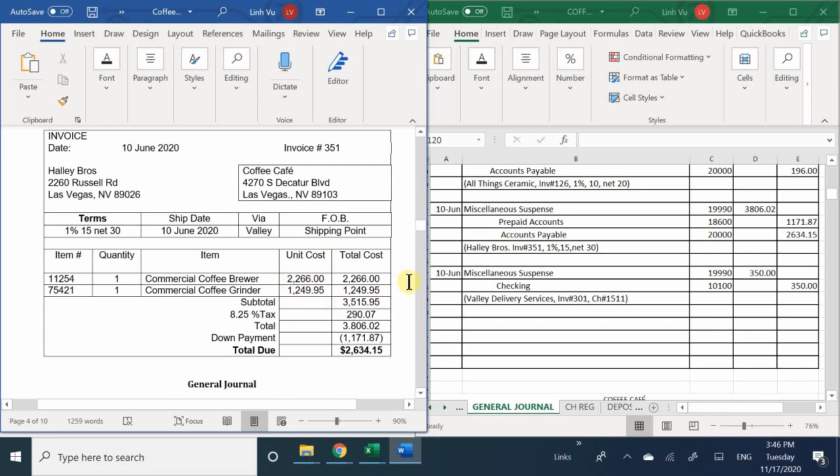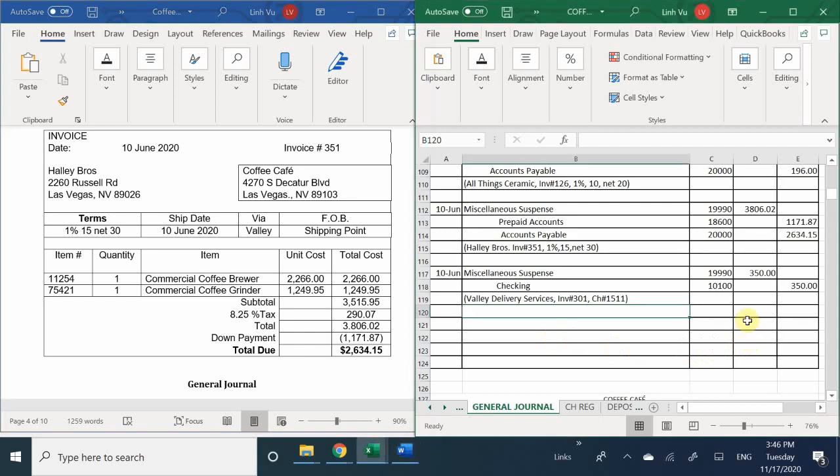It was $2,266. Now we need to split the tax. We need to prorate it. So we're gonna multiply it by the 8.25%, and what do we have? 186.95. Okay, so then we're gonna add that into our coffee brewer. 2266 times 1.0825 gives us a grand total of 2452.95.